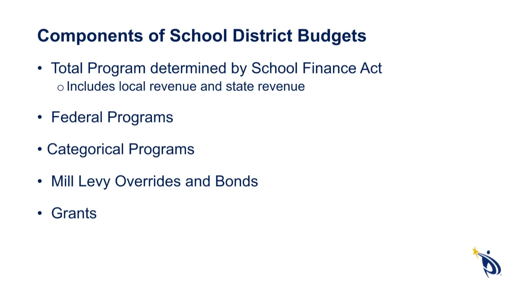Again, transportation, English language learners, gifted and talented is another small piece of revenue we get here. There's a lot of little pieces that come in through categoricals. And then we get to the bonds and mill levy overrides, which is a major source of revenue for a school district that participates in those. And then we also have some grants.